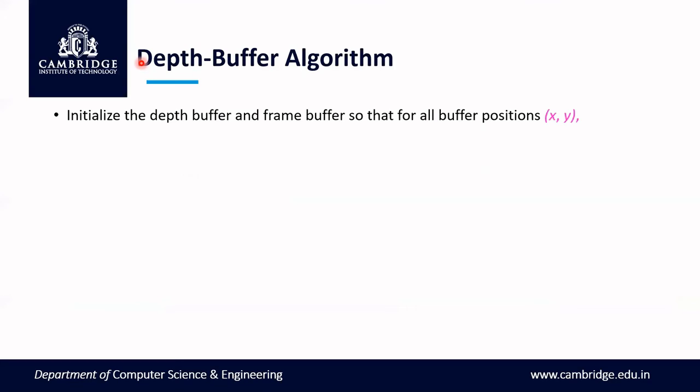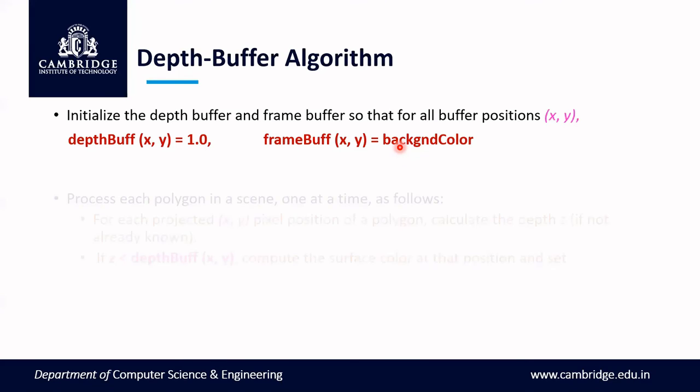Now let us see the very important depth buffer algorithm. Again, the diagram is similar to what I have explained to you. We will assume here: initialize the depth buffer and frame buffer so that for all the buffer positions XY, depth buffer is set to 1.0, frame buffer to background color.